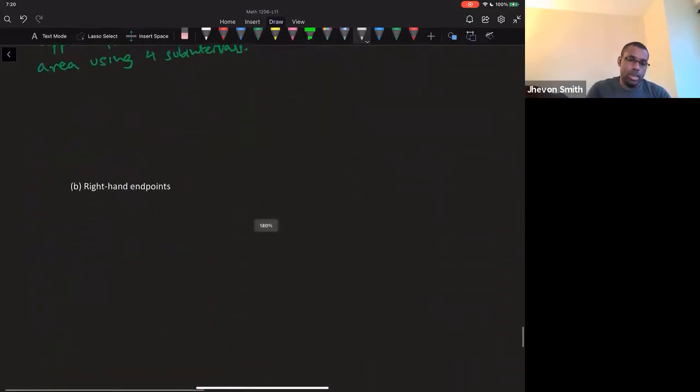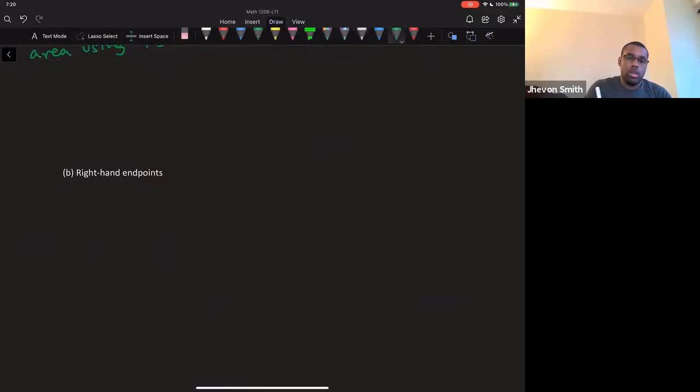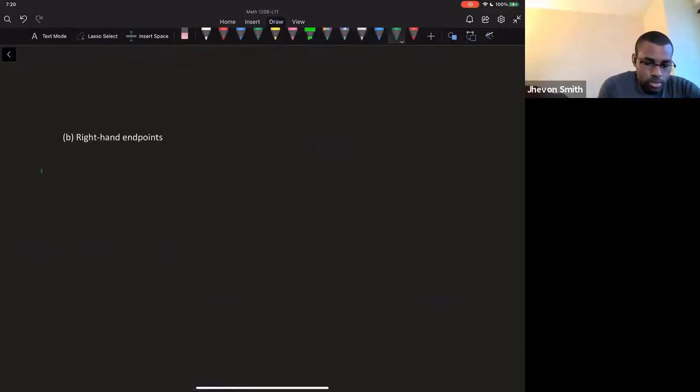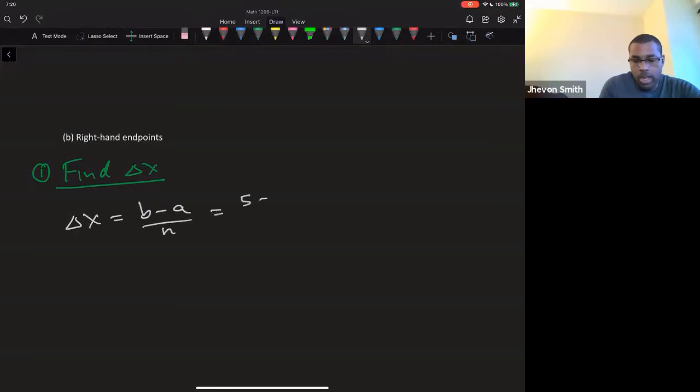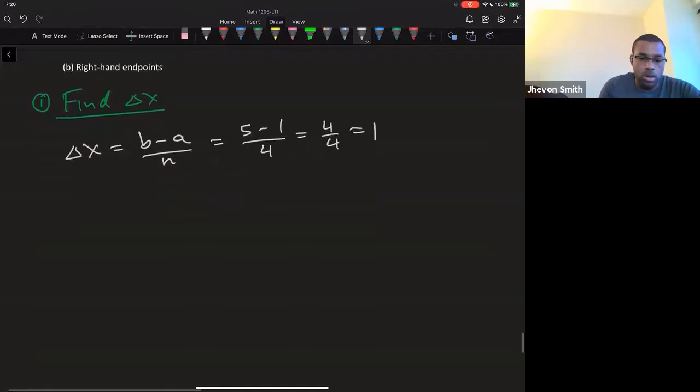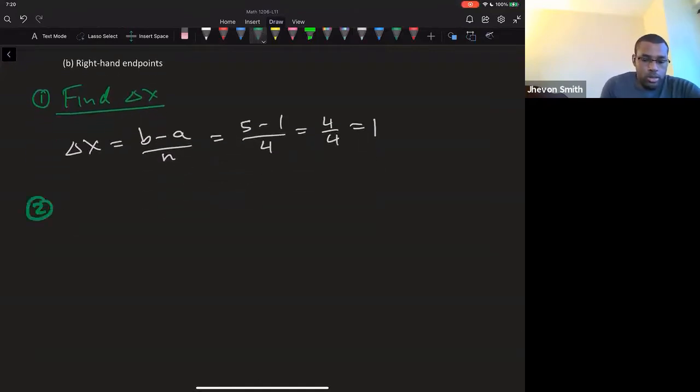So what about the right-hand endpoints? Once again, the first thing you're going to do is find your delta x. So delta x equals b minus a over n. b is 5, a is 1, n is 4. That gives 1. The second thing you're going to do is find the xi.